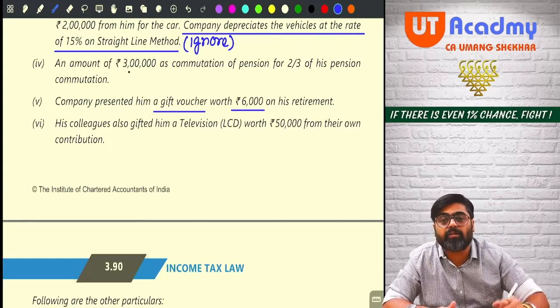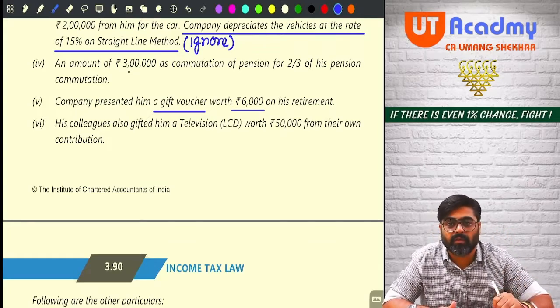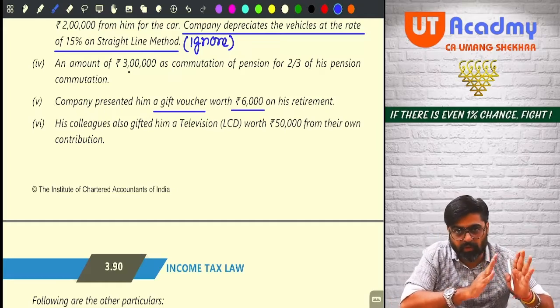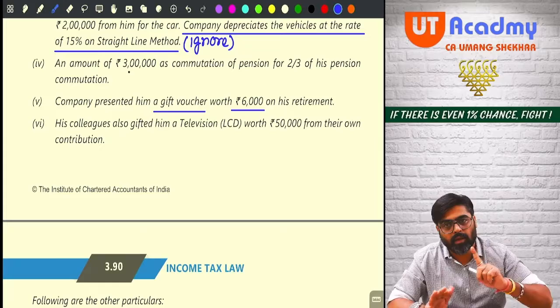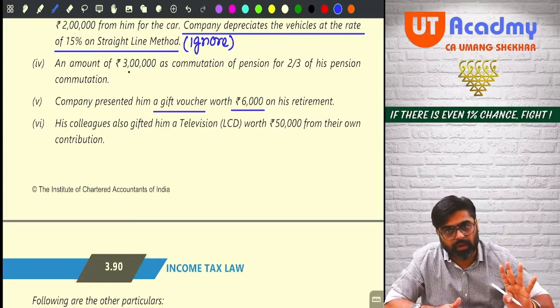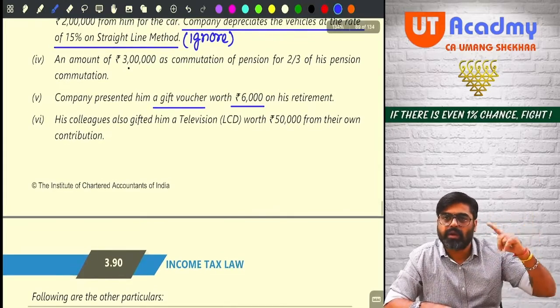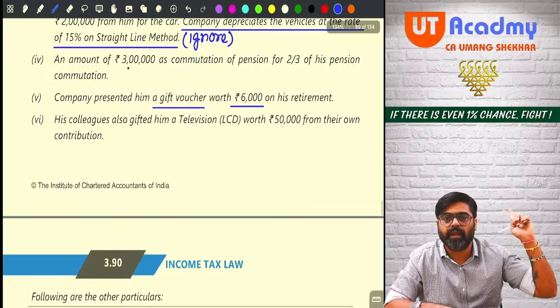And the gift in kind is an amount more than 5,000. So we can either charge it fully taxable 6,000 or we can charge 1,000 also. What we will be doing? We will be charging only 6,000. Okay. Then we will write a note that alternatively 1,000 can also be charged.